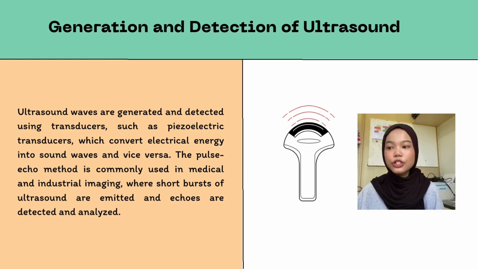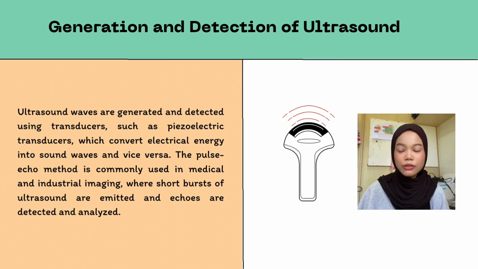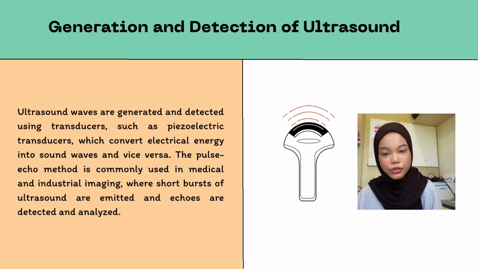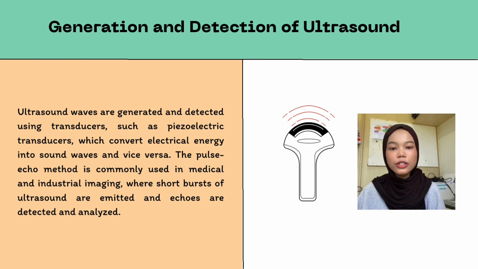Okay, second, for generation and detection of ultrasound, basically, ultrasound waves are generated and detected using a transducer such as a piezoelectric transducer, which converts electrical energy into sound waves and vice versa. The pulse echo method is commonly used in medical and industrial imaging, where short bursts of ultrasound are emitted and echoes are detected and analyzed.